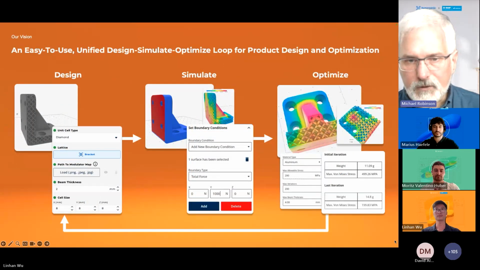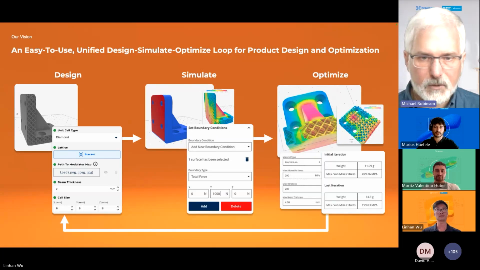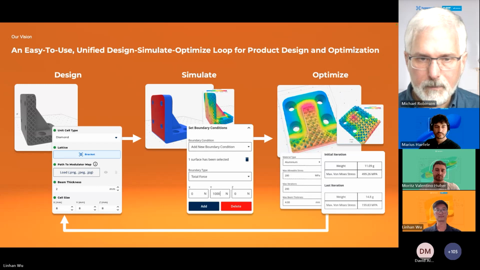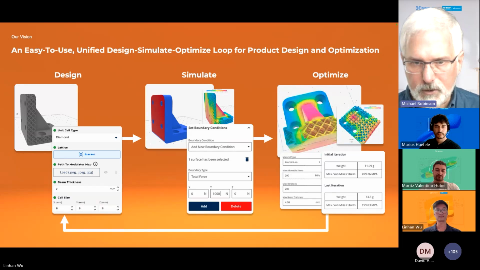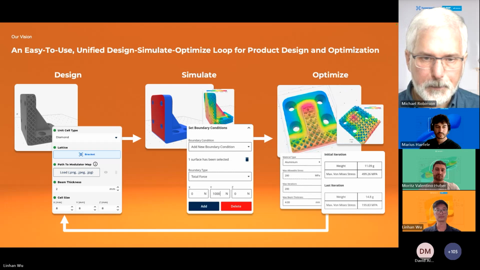Here, we have screenshots of Highlight, our current technology demonstrator for an integrated design simulate optimize loop. Highlight is a standalone lightweighting application that uses simulation to optimize the strength to weight ratio of 3D printed structural parts, in this case, a mounting bracket. The initial part is first loaded and an appropriate lattice fill is applied.